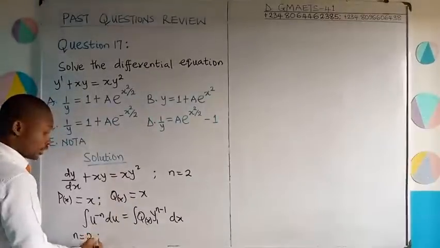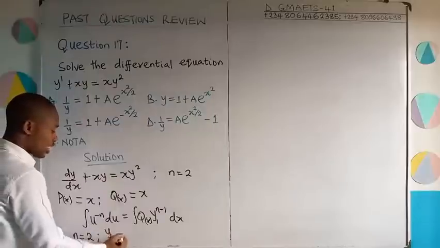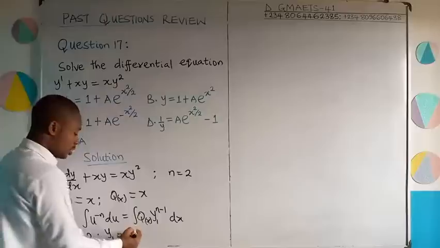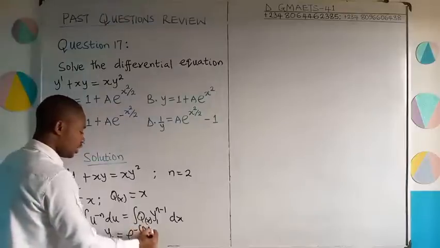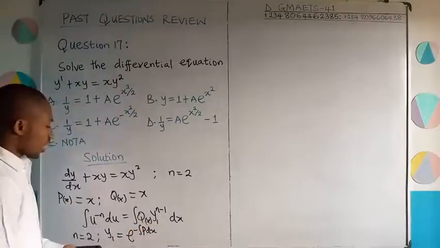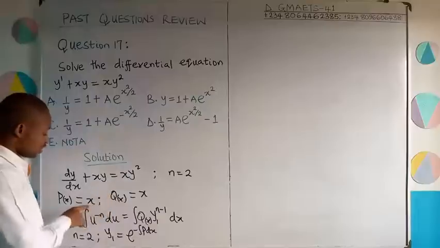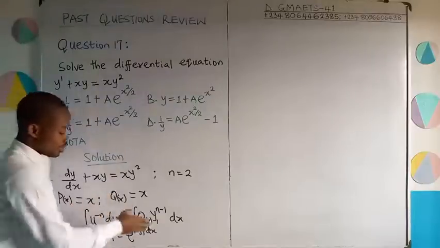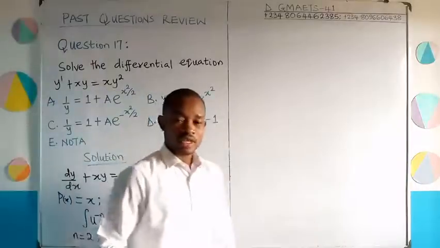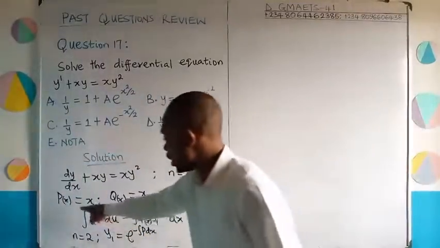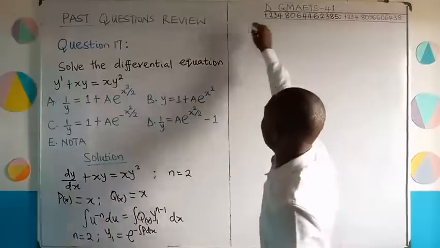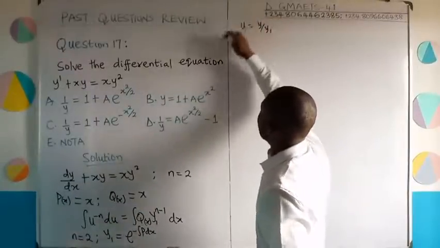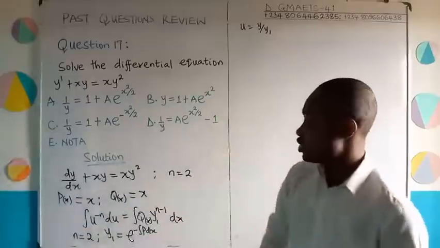Then of course our y subscript 1, how do we get it? y subscript 1 is obtained from taking the exponential of the negative integral of p dx. Simply take the exponential of the negative integral of this term, this x, because this is our p of x, integrated with respect to x. Is that okay? Then you are seeing here, u is equal to y divided by y subscript 1. So we know all these terms for us to use in solving this problem.